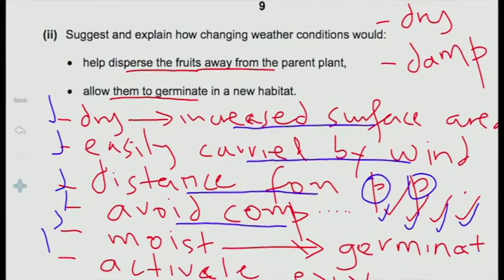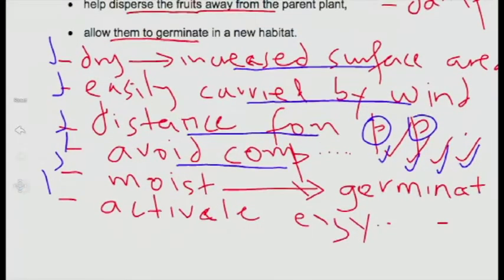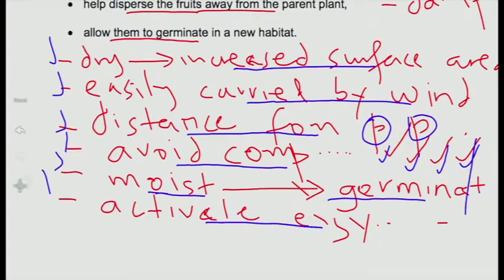And now getting to the wet fruit. The wet fruit has a high moisture content. Moisture, that is water, which is a requirement for seed germination. In what way? It will activate the enzymes, which will thus lead to the seed germinating. So, having said that, we are sure of getting all the 5 points. We mentioned about 7 points here. So, that's how this question is answered.